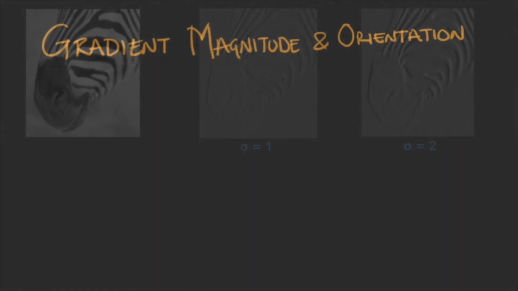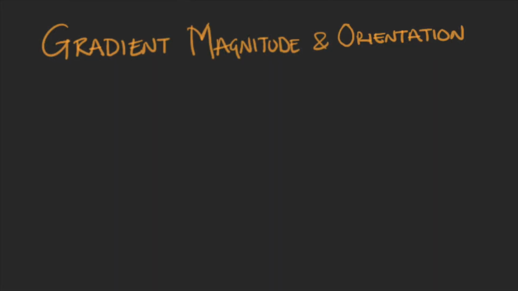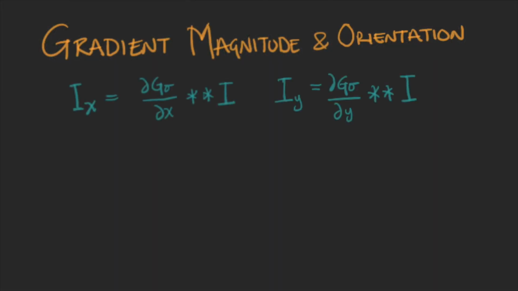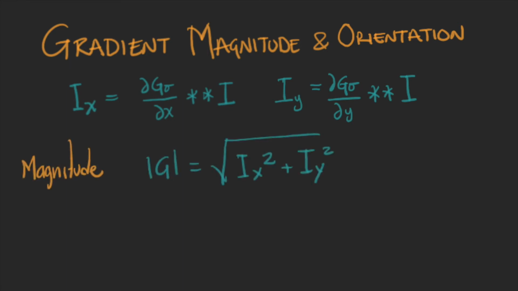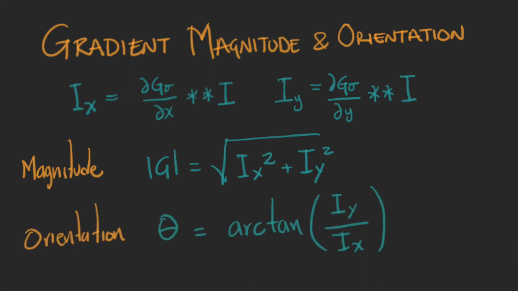We can calculate the magnitude and the orientation of the gradient at each pixel. When we are computing the gradient in both x and y, the magnitude can be calculated as the square root of the sum of both derivatives squared, and the angle as the arctangent of the y derivative over the x derivative. The gradient magnitude is already a good approximation to an edge detector.